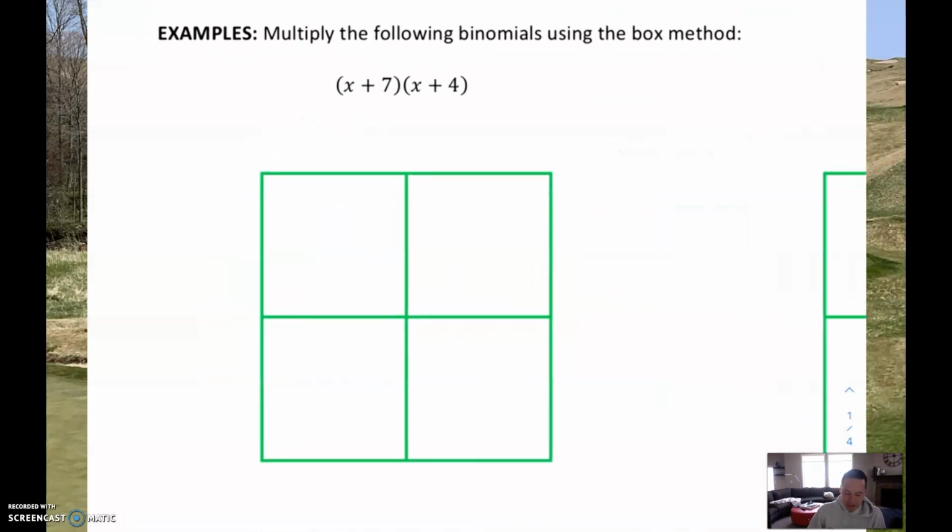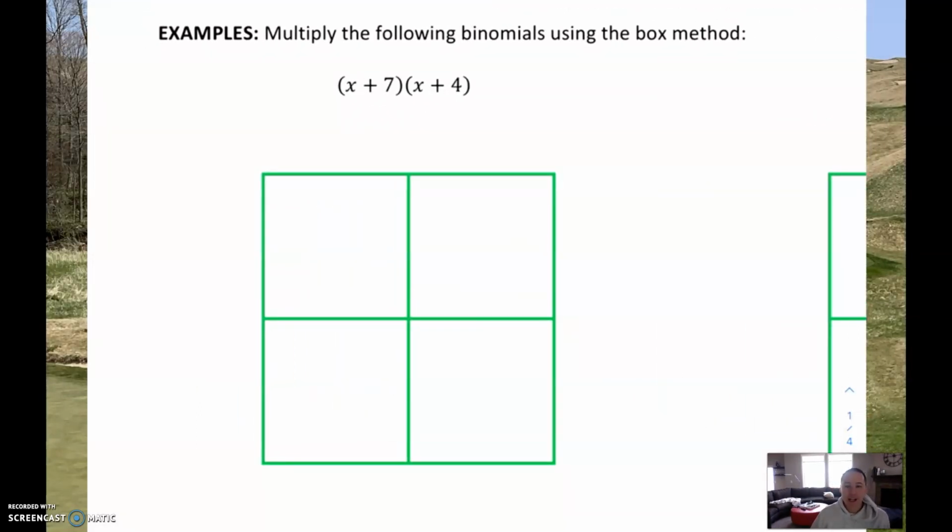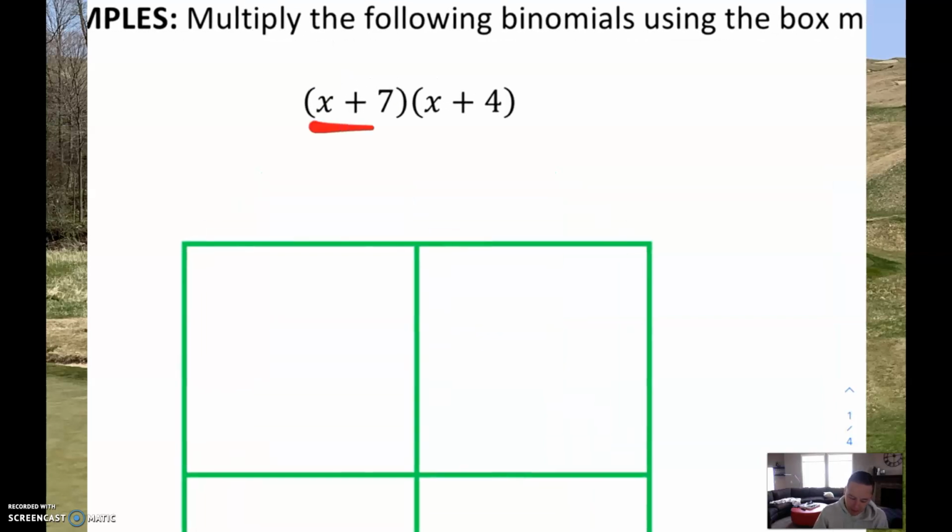First example says multiply the following binomials using the box method. So x plus 7, this is a binomial. Remember, bi means two. There are two terms in here, an x and a plus 7. This is also a binomial, x plus 4. There's an x and a 4. There are two terms there. So we're going to be multiplying these binomials together.